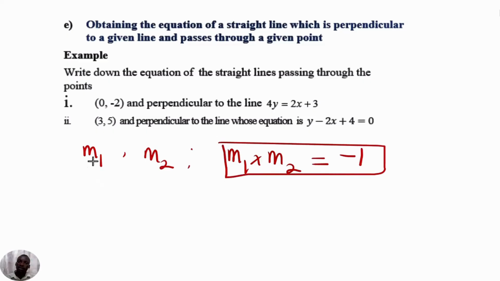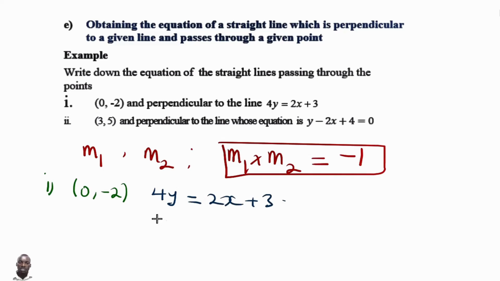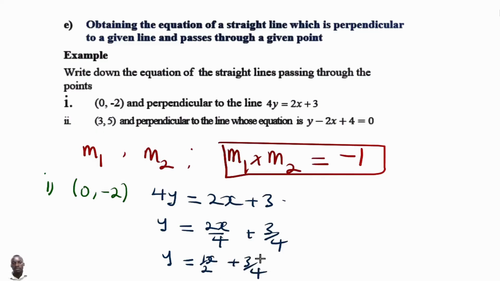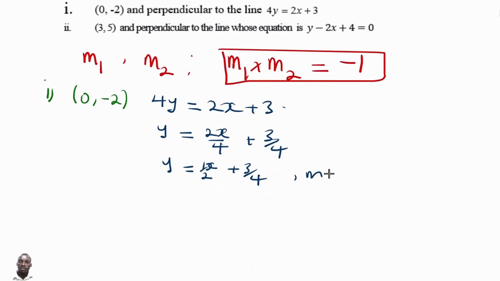So I said, write down the equation of the straight lines passing through the points. We have Roman numeral 1. The point is (0, -2). And they are saying that it's perpendicular to the line whose equation is this. So we've been given the equation as 4y equals 2x plus 3. As we modify this equation, this is the same as having 2x divided by 4 plus 3 divided by 4. As we reduce, we are going to have y equals a half x plus 3/4. So in here, m1 is equal to a half.